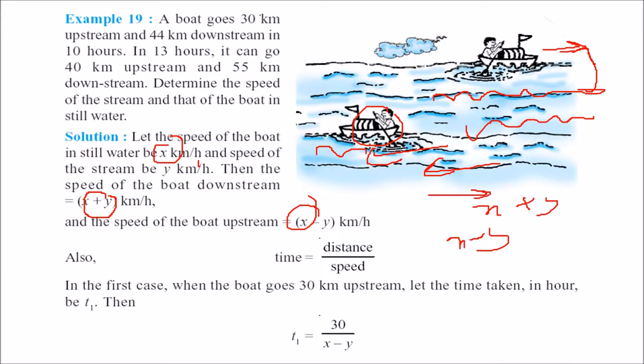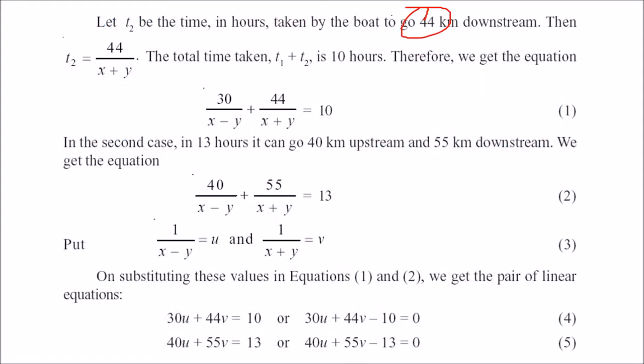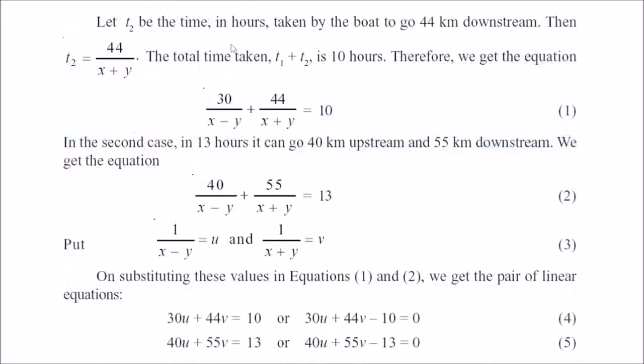The question given here is 30 km upstream and 44 km downstream takes 10 hours. So first we'll take 30 and 44. So 30 by x minus y, this is the upstream speed. So let us take time as t1. And 44 downstream, let us take x plus y because it is going downstream. Let us take it as t2. So t1 plus t2 is given as 10. The addition of the time is given as 10 for these two. So we have taken the first one, we have taken the second one, and we have just added. So these two added is 10.